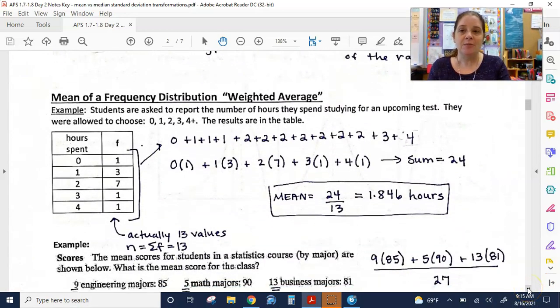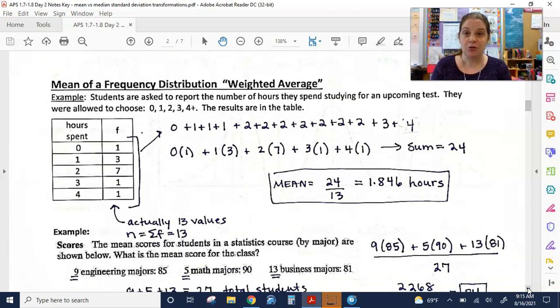Now, the other thing you need to be able to do is deal with a frequency distribution where you have several of one number. For example, students were asked to report the number of hours they spent studying for an upcoming test. They were allowed to choose 0, 1, 2, 3, or 4 or more. If they're 4 or more, we just put them in as 4 in the table. So I'm sorry, 5s and 6s and 7s and 8s, we're just going to count you as 4 for the sake of this problem. Remember, the frequency tells you how many there are, so there is one student who answered 0, 3 students who answered 1, etc.